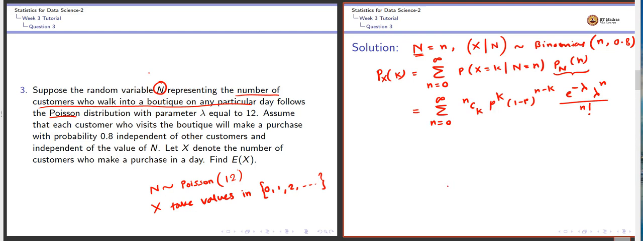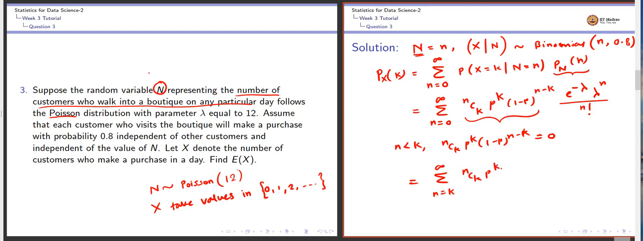Now, one more thing we can observe from here is, when n is less than k, that means the number of customers arriving in a boutique is less than the number of customers purchasing a product, the probability for that will be equal to 0. It's not possible. So when n is less than k, n choose k, p to the power k, 1 minus p to the power n minus k is equal to 0. Now by using that, we can say that at least k customers should visit the boutique. So we have to sum from n equals k to infinity of n choose k, p to the power k, 1 minus p to the power n minus k, times e to the power minus lambda, lambda to the power n divided by n factorial.